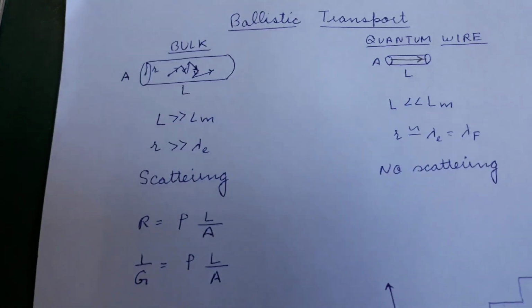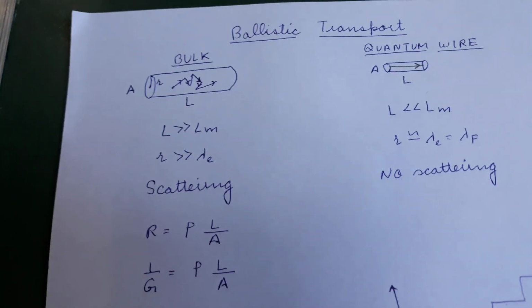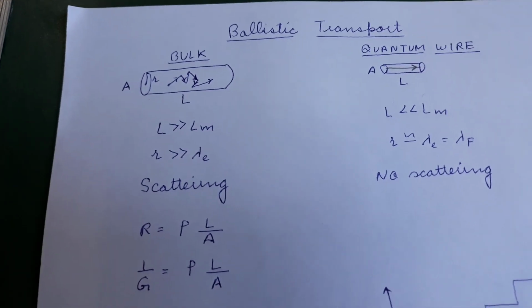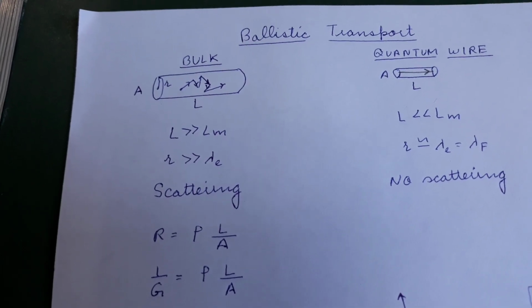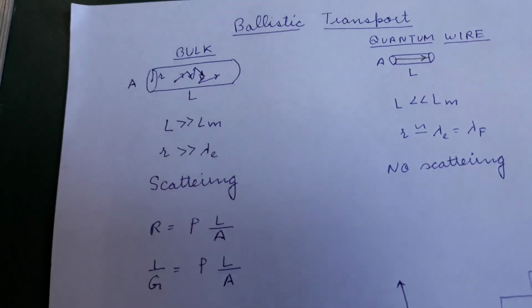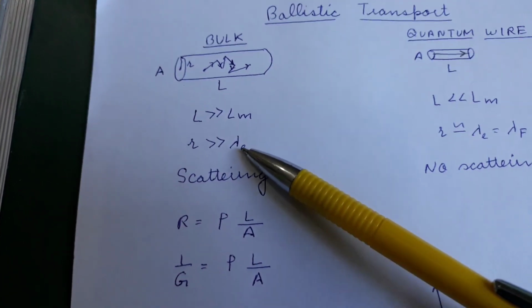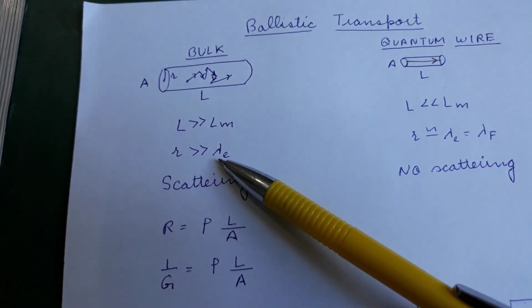Today we are going to study ballistic transport in quantum nanowires. First of all, let's compare what a quantum wire is and what a bulk wire is. If the radius of the wire is much greater than the de Broglie wavelength of the electron, it will be considered a bulk material.